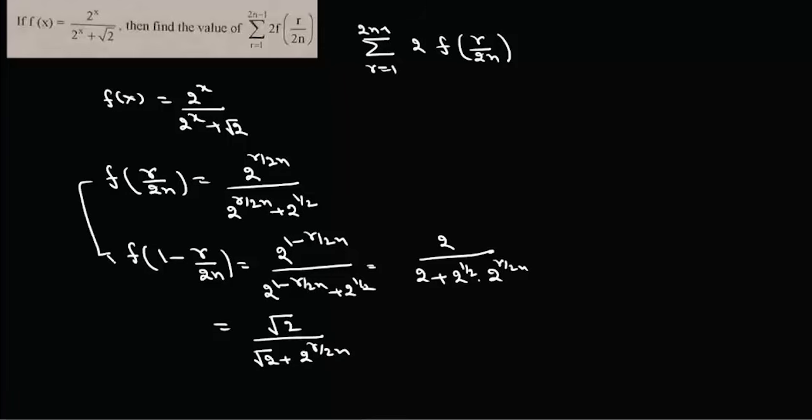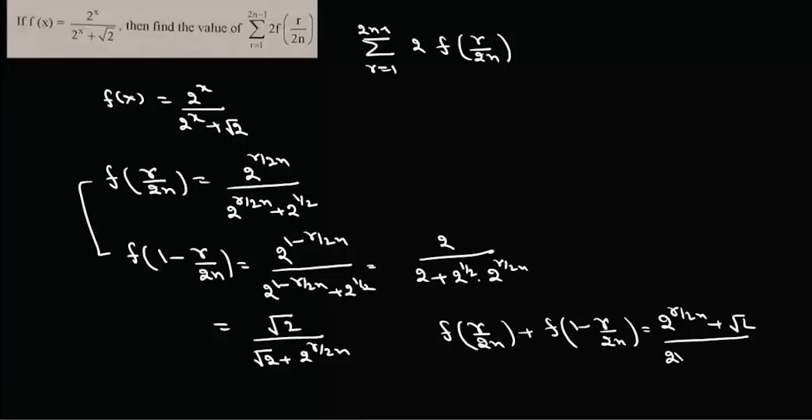Now if we add these two, we can write f(r by 2n) plus f(1 minus r by 2n). It will be equal to, and the numerator will have 2 to the power r by 2n plus root 2, and in the denominator also we will have 2 to the power r by 2n plus root 2. So this value is equal to 1. So we have established this relation that f(r by 2n) plus f(1 minus r by 2n) must be equal to 1.